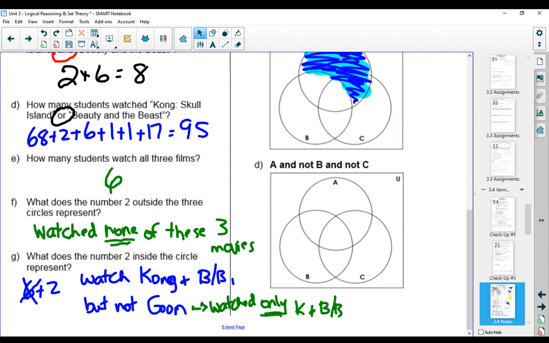And the last one, A and not B and not C. Well, this is all of A right here. But if I want to consider all of the pieces that are A, but not B and not C, that's just going to leave me with this piece right in here.